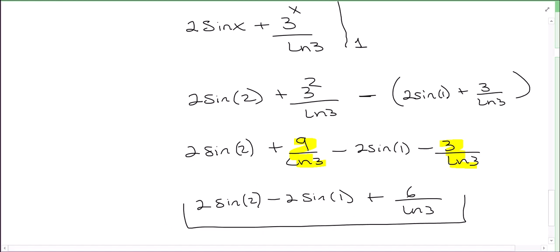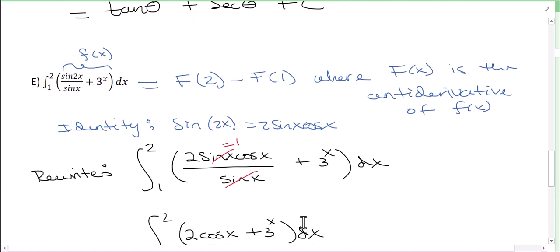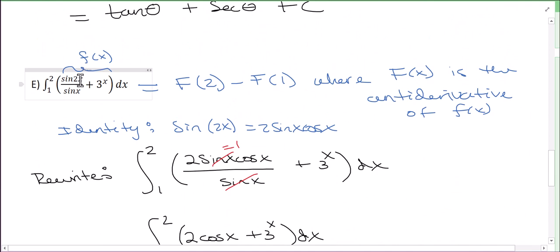Okay, so in this case, we're finding the area between this curve and the x-axis on the interval from 1 to 2.